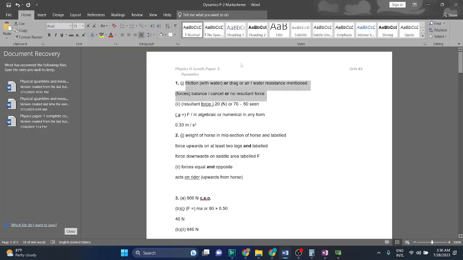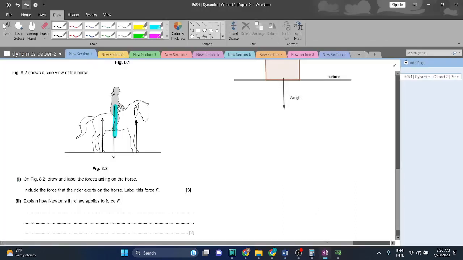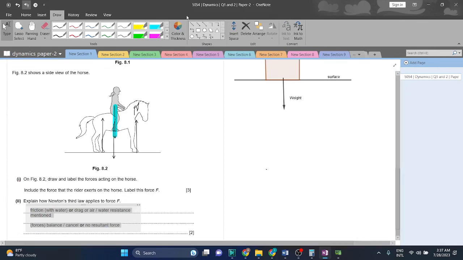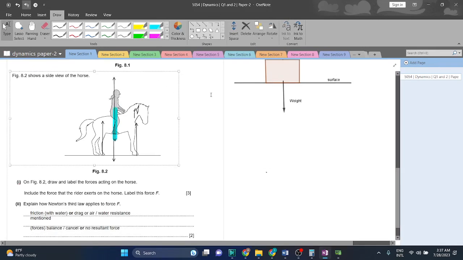Let's see what the marking scheme says. Force is equal and opposite, or acts on the rider upwards from the horse. The first force I made was downwards, so it must be equal and opposite, of the same magnitude but in the opposite direction.